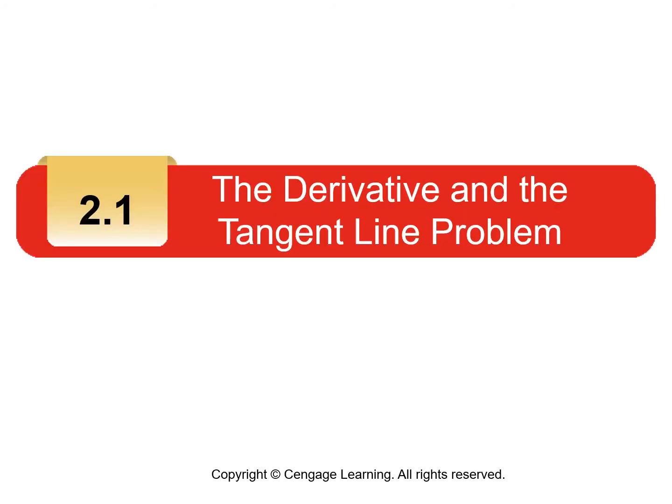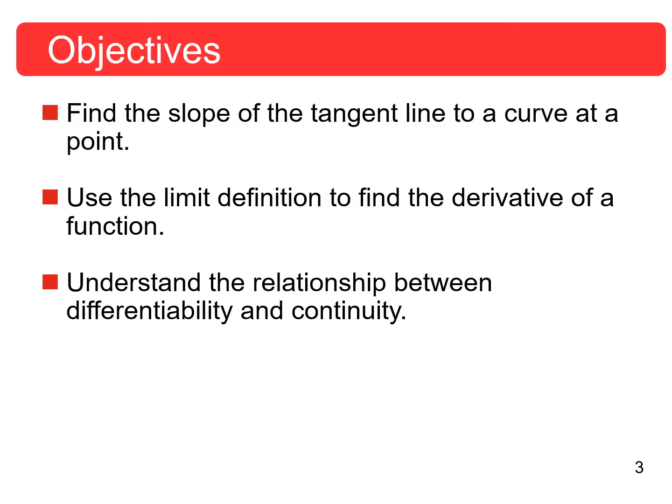Let's now discuss the derivative and the tangent line problem. The goal for this lesson is to help you find the slope of the tangent line to a curve at a given point, and then use the definition of limit to find the derivative of a function, then understand the relationship between differentiability and continuity.